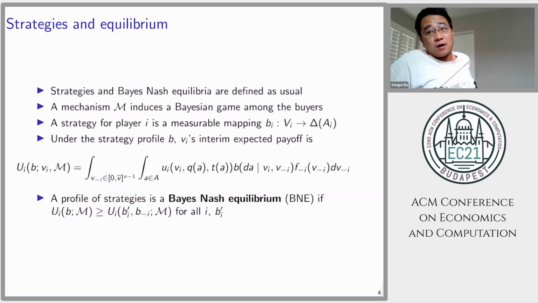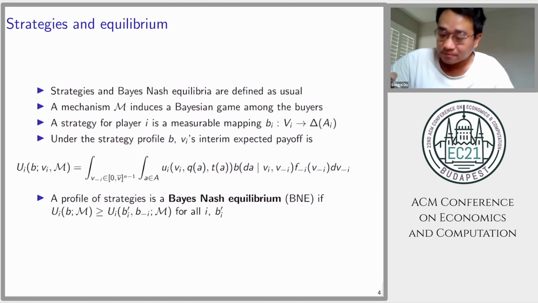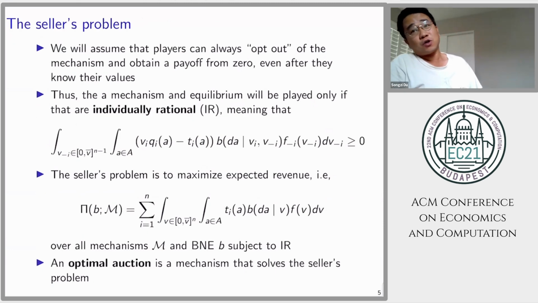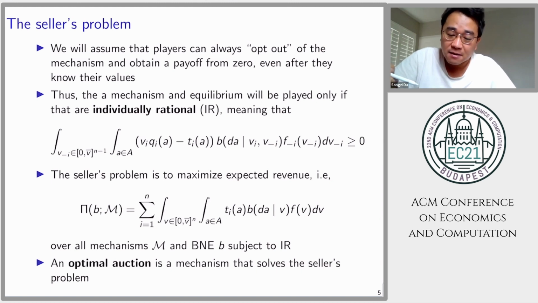And then we will use the standard solution concept, which is Bayes-Nash equilibrium. This is a standard definition: given the equilibrium strategy of the others, each player has no incentive to deviate from his or her equilibrium strategy. A strategy is just a mapping from one's type, or one's private value, to a potentially mixed action. In this framework, the seller wants to maximize revenue by choosing some auction mechanism.